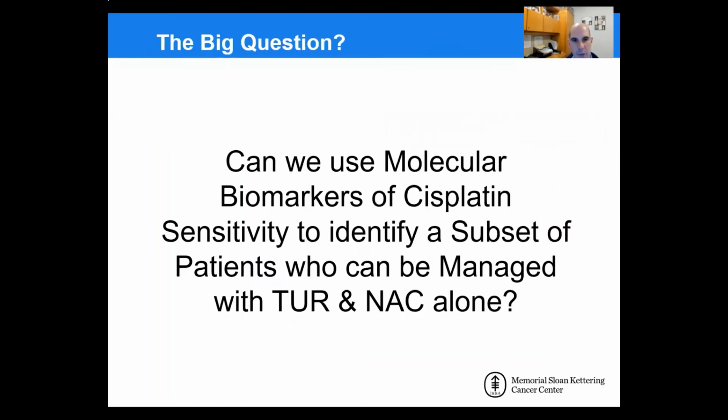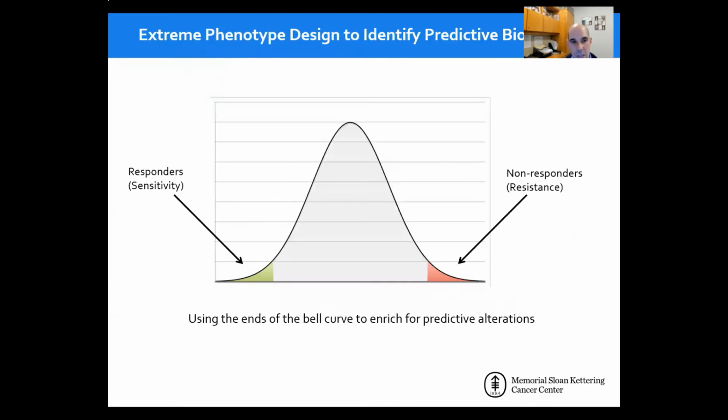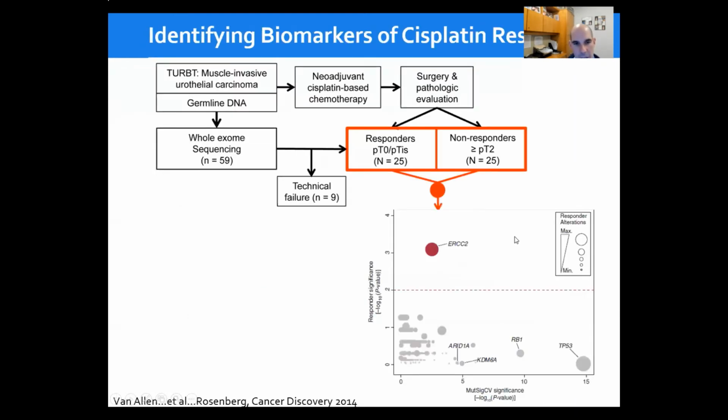And so the question is, can we use molecular biomarkers for cisplatin sensitivity to identify patients who may potentially be managed with just TUR and neoadjuvant chemotherapy alone, and potentially safely avoid the need for cystectomy and avoid the need for chemoradiation? And so these investigations included what was called an extreme phenotype analysis, basically taking patients who did really well with neoadjuvant chemotherapy, had complete pathologic responses, and taking patients who did unfortunately poorly with neoadjuvant chemotherapy with residual muscle invasive disease, and comparing their genomic profile.